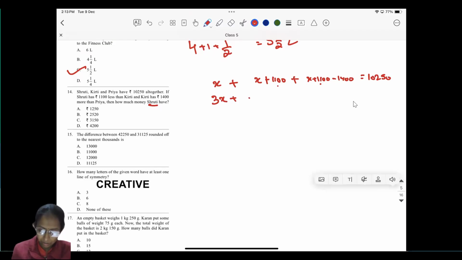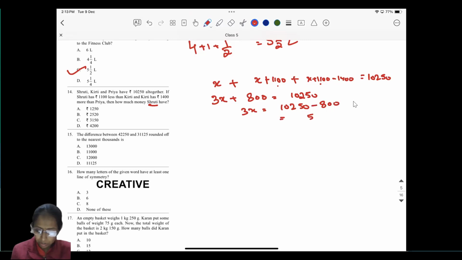So that is 800 equals 10250, or 3x equals 10250 minus 800, which is equal to 9450, and x equals 9450 divided by 3, that is 3150. So Shruti has 3150 of amount. Okay. Now, the difference between these two numbers rounded off to the nearest thousands.